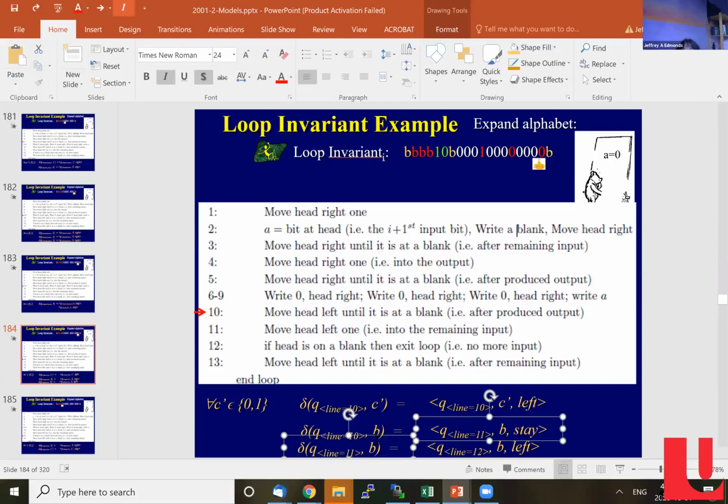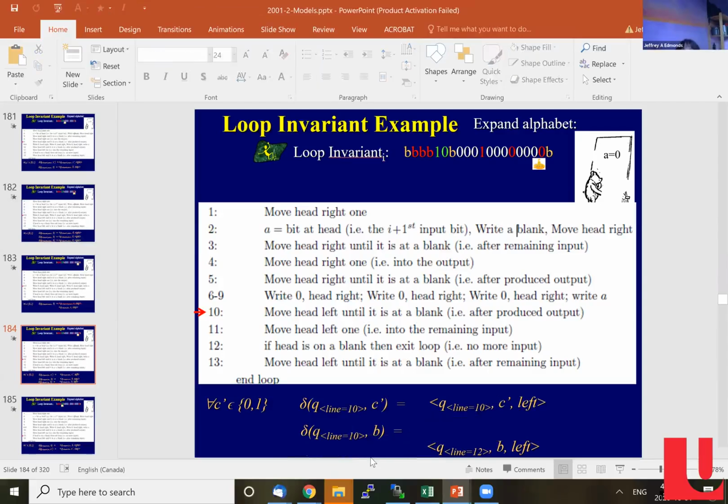Right here, I went from here to here, and I stayed, and I went from right. So then I can delete those two, and I can go straight from here to here. Does that make sense?